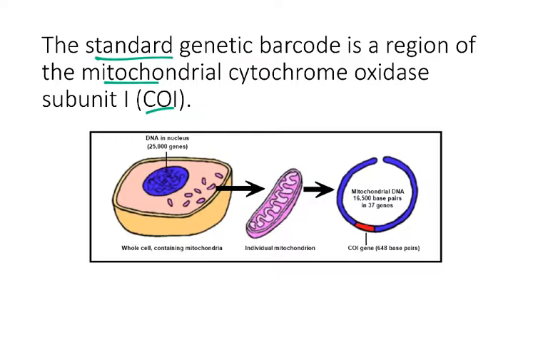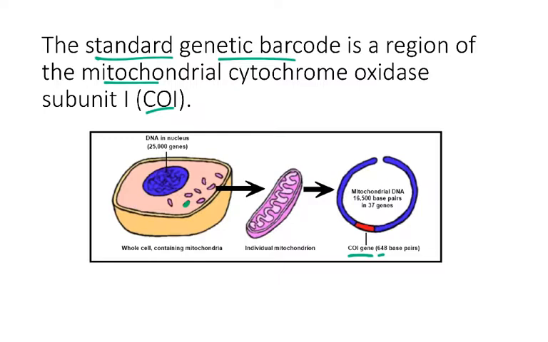And here's an image showing our whole cell, with lots of mitochondria. Within each of those mitochondria, we have our mitochondrial genome, and here specifically is our CO1 gene. Usually about 700 base pairs of that are used as our standard genetic barcode. And CO1 in particular was chosen as the barcode for a couple of different reasons.